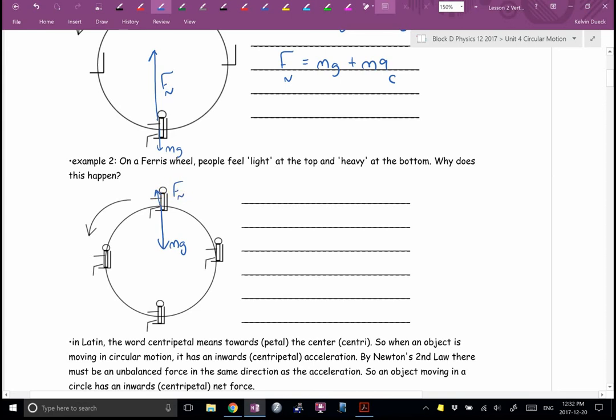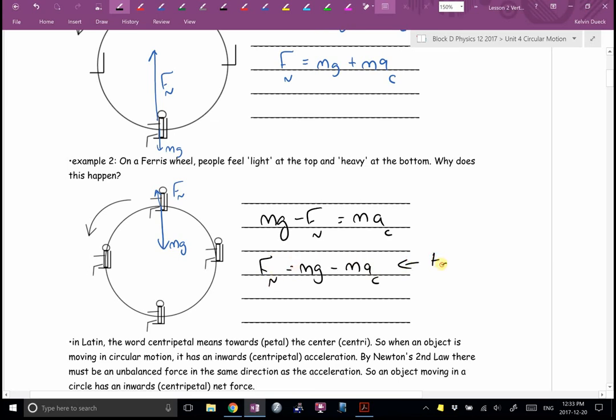Who's winning? Mg. Who's losing? Normal force. What does that equal? MAC. How would I get the normal force by itself? Swappy dance. We would get this. Gravity minus MAC, that equals the normal force.